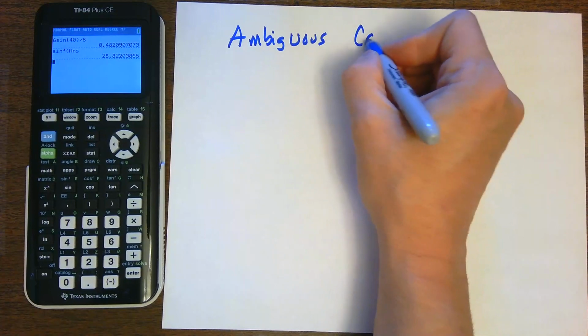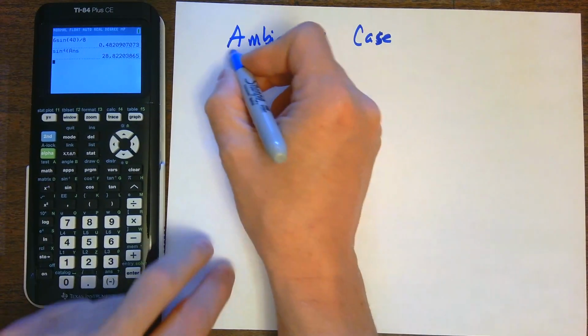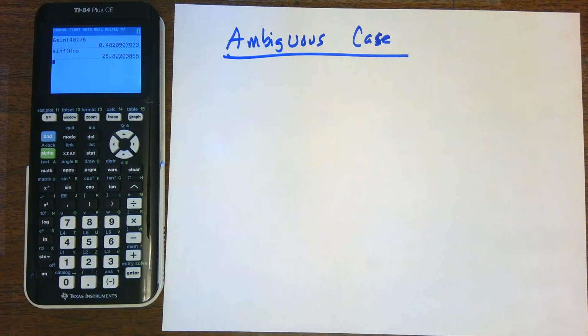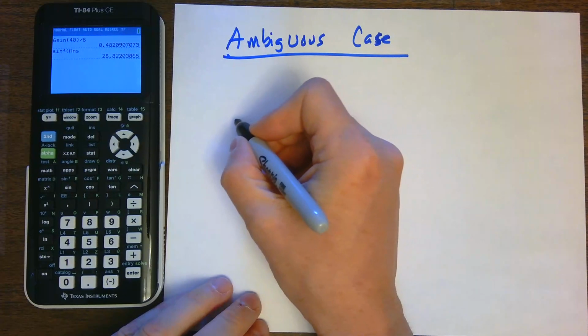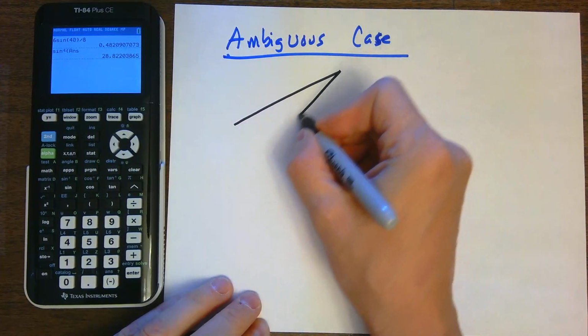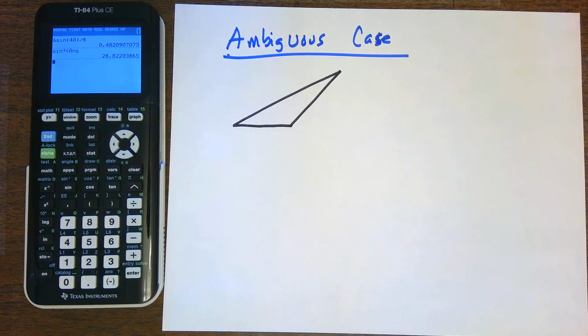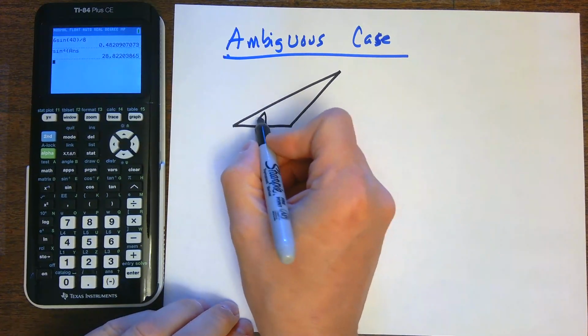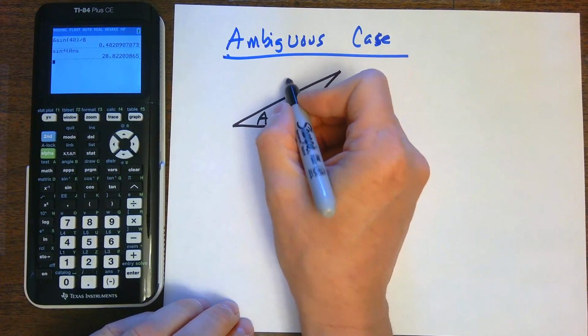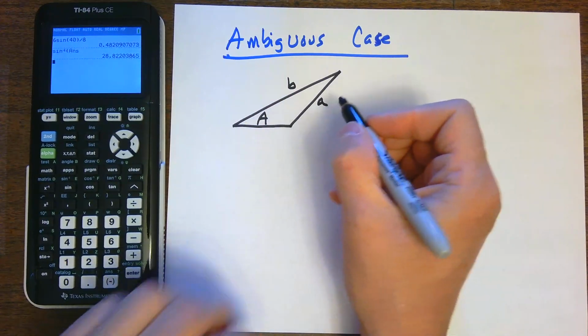Ambiguous case. Now, the ambiguous case doesn't happen in the law of cosines. It's not an issue with the law of cosines. But the ambiguous case happens when I have a triangle, something like this, and I've got angle A and side B and little side A.